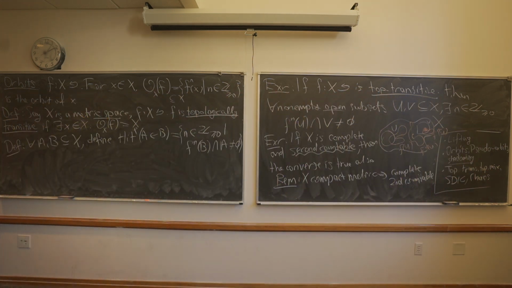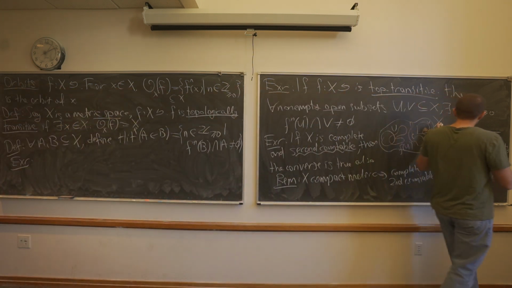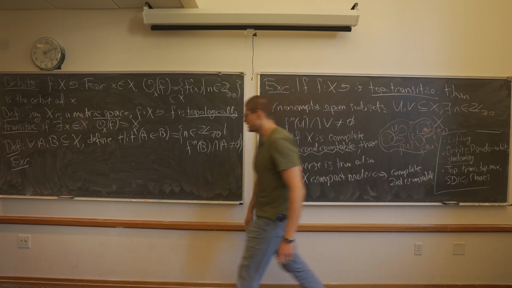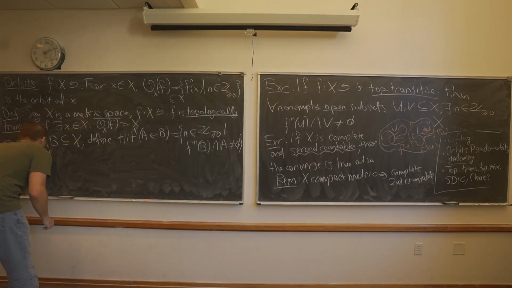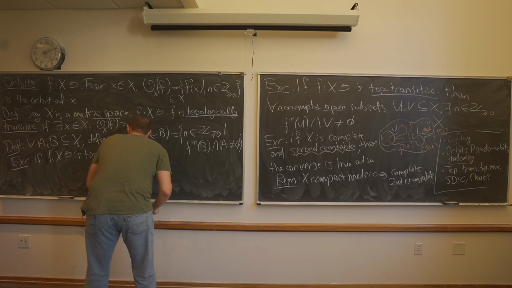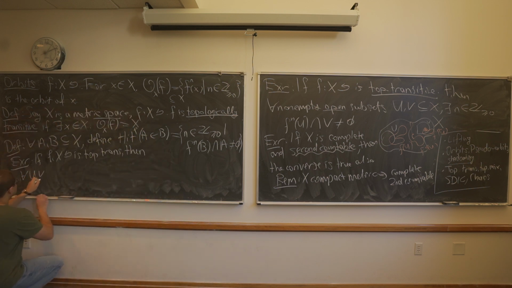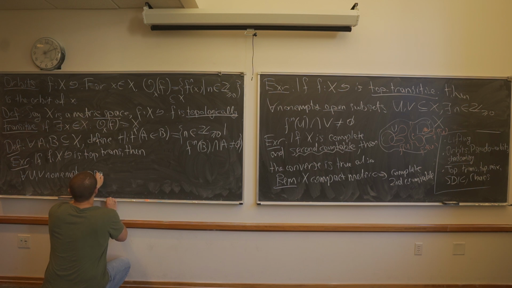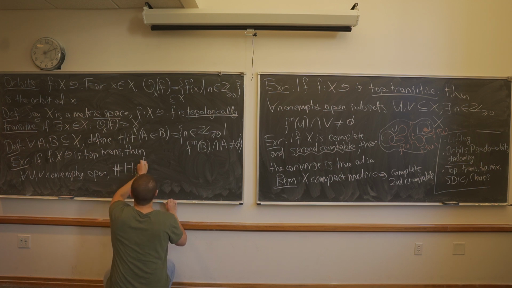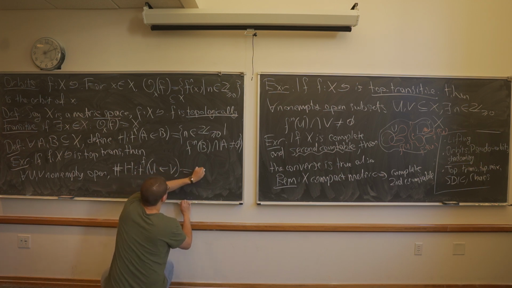Now you can ask for more. Okay, let's write it like this. Exercise. In fact, if you have topological transitivity, not only do you have that the hitting times set is non-empty, but in fact it is infinite. That's first. Then for any U, V non-empty open, the number of hitting times from U to V, or from V to U, doesn't matter of course, is infinite.